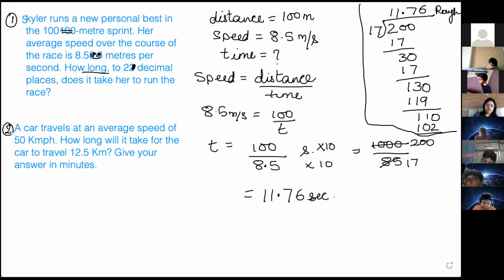Now do question number 2. This answer I'm not giving. Tell me. The answer you have to give in minutes. You will get the answer in hours, so you have to convert it into minutes. kmph means kilometer per hour. Either you write it like this, kilometer per hour, or you can write kmph also.